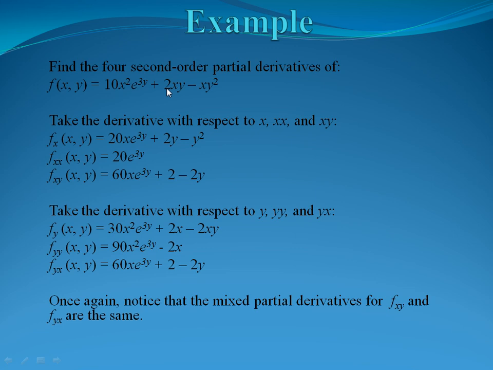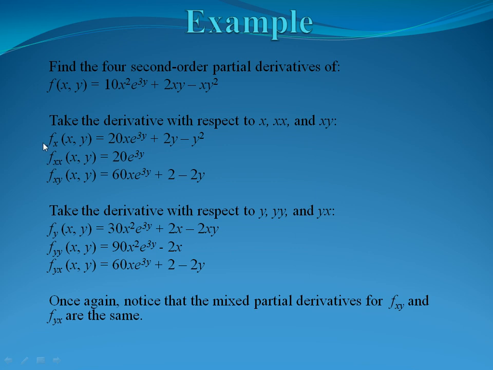From the second term, we have 2y as our constant. If you have a constant times x, the derivative is just that constant. And then similarly here, we have x times y squared is a constant. If you have a constant times x, the derivative is just that constant. So f sub x, the first partial derivative with respect to x, is 20x e to the 3y plus 2y minus y squared.